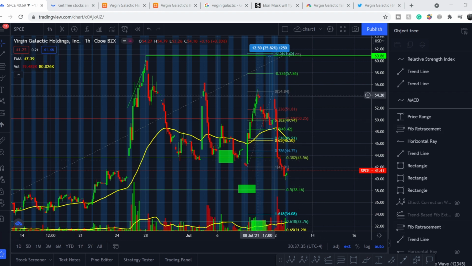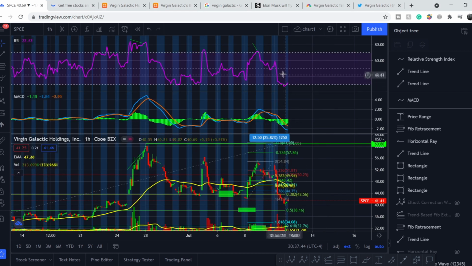Let's start with the price chart. As you can see, I made my previous video right here at this very point, and I told you that this is the riskiest point to enter your position, because we had a bearish divergence.